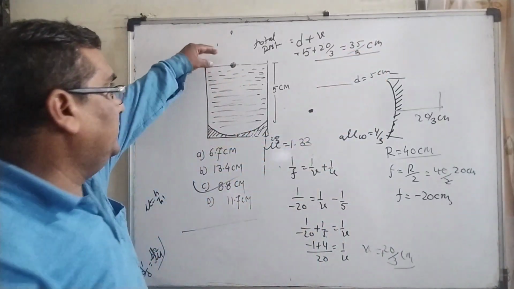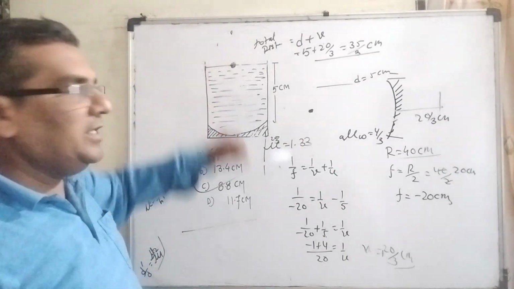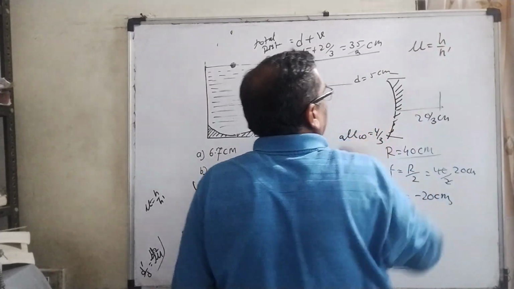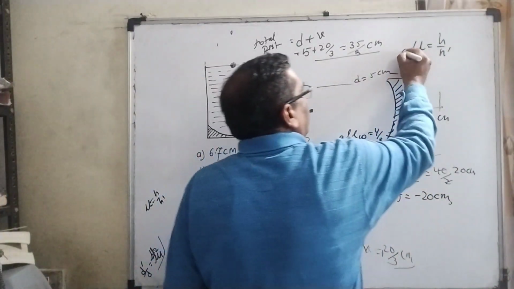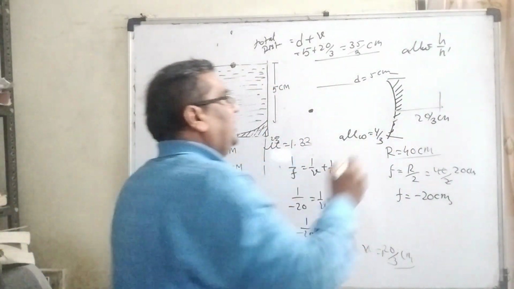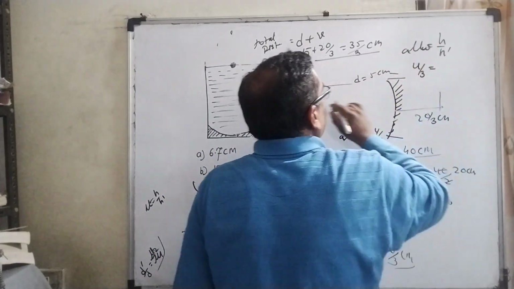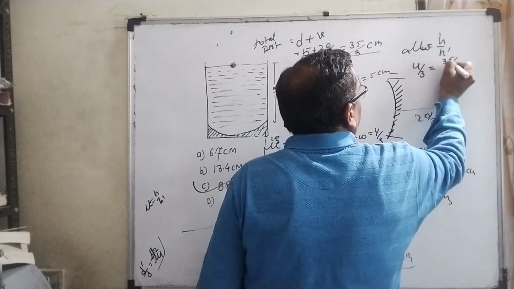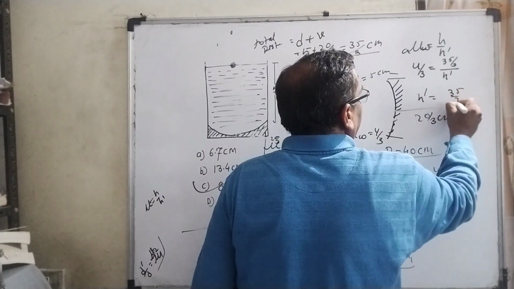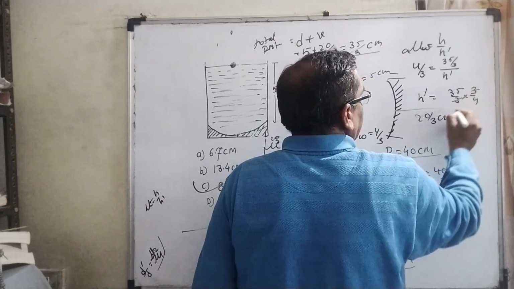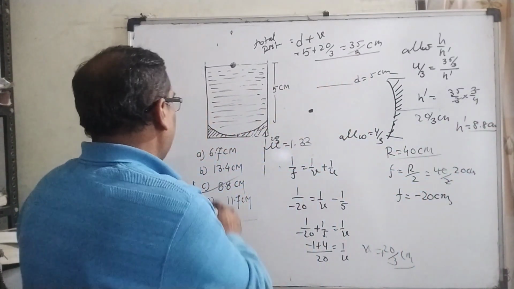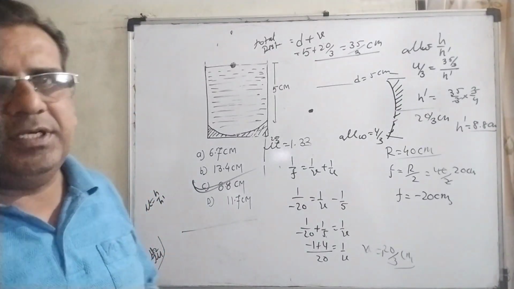Now we have to find out where the final image is formed after refraction. Then you can use the formula mu equal to h upon h dash. And here mu means the refractive index of water with respect to air, which is given as 4 by 3. What is h? h is 35 by 3 and h dash, then h dash equal to 35 by 3 times 3 by 4, the 3 cancels, and we get h dash approximately 8.8 centimeter, and your correct option is C, 8.8 centimeter.